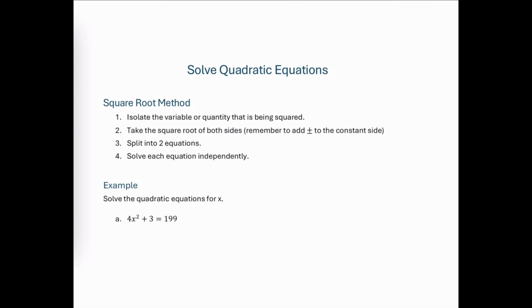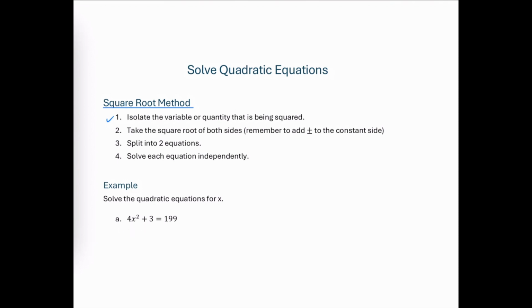To solve a quadratic equation using the square root method, it's most likely a situation where we have a quantity squared that can easily be isolated. And that's our first move: to find that quantity that is being squared and get it by itself on one side of the equation.